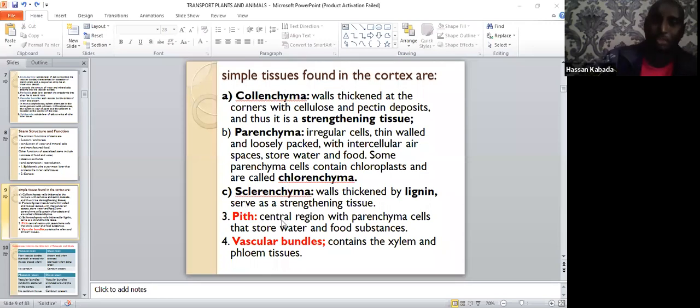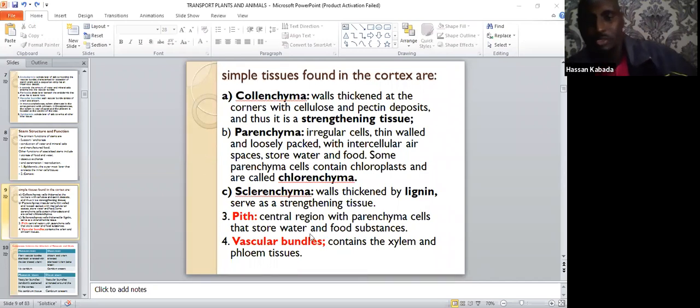Then we have the pith, central region with parenchyma cells that store food and water. Pith, basically this is mostly in the dicotyledonous plants. You have pith in the center. One of the differences between the dicot and the monocotyledonous stem is the presence of pith in that.